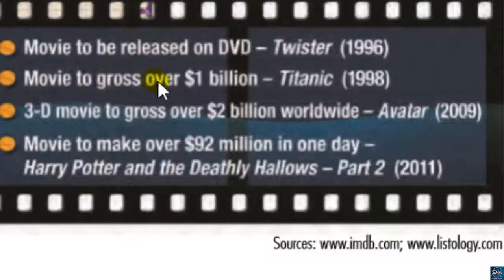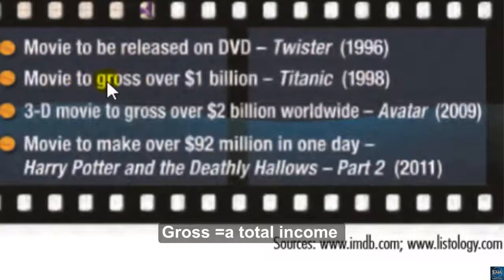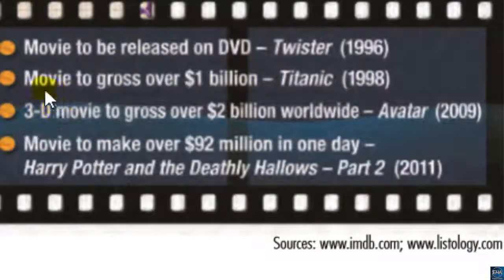The first movie to gross over $1 billion: Titanic, in 1998. So that was the first movie to have total income of more than $1 billion. The first 3D movie to gross over $2 billion worldwide: Avatar, more than $2 billion all over the world. The first movie to make over $92 million in one day: Harry Potter and the Deathly Hallows, Part 2, in 2001.